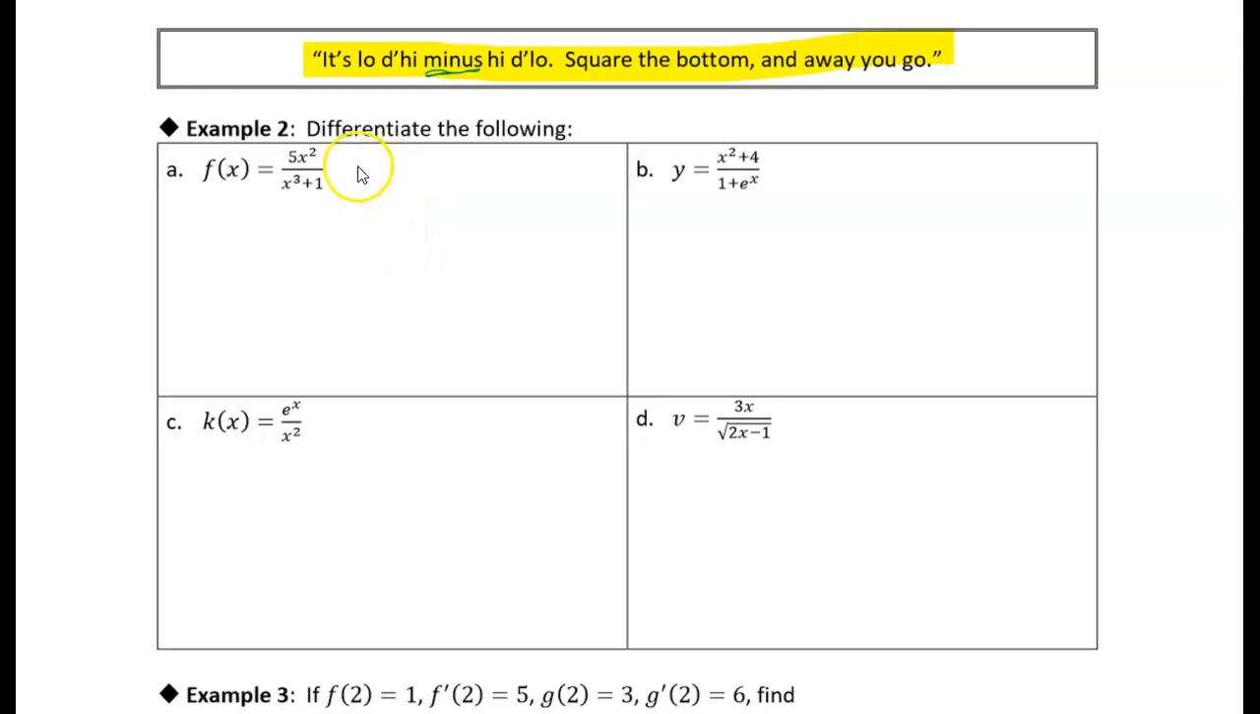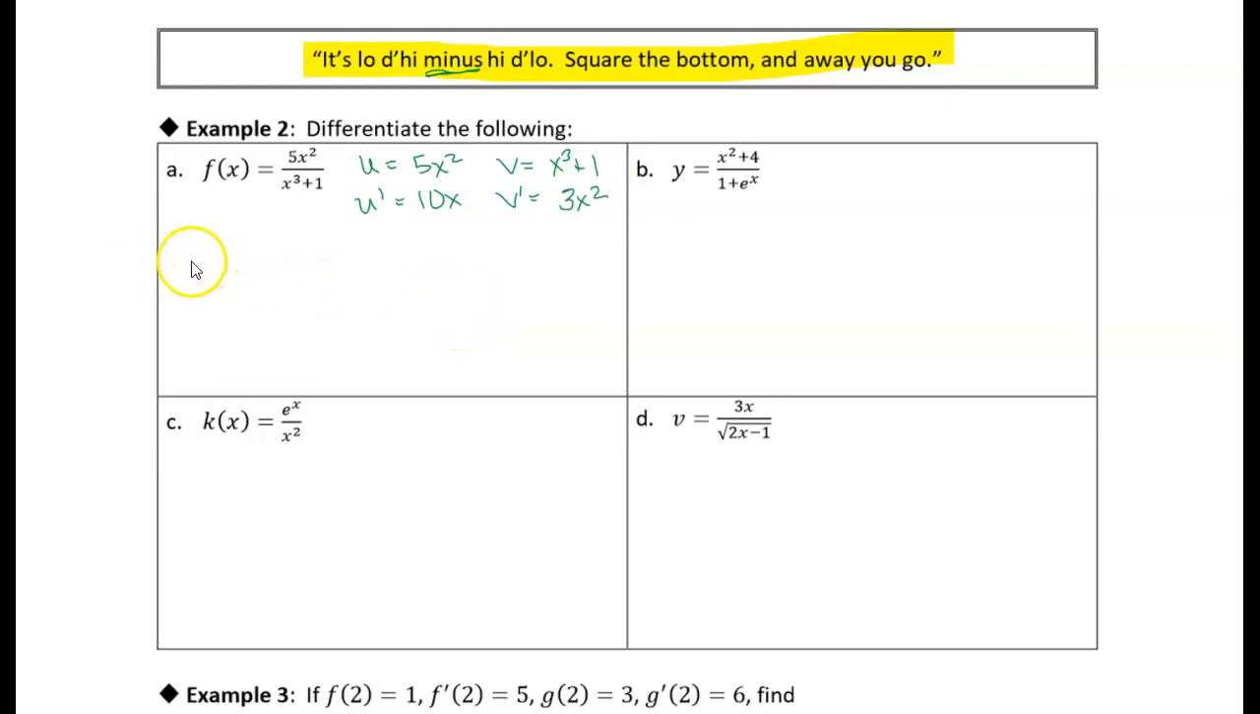So we're going to break this into the quotient of two functions. The top function, the high, u, is 5x squared, and v, the low function, the denominator function, is x cubed plus 1. So u prime is 10x. V prime is equal to, wait, this is cubed. This should be cubed. I wrote a 2, so let me fix that. So that should be cubed. Then the derivative is 3x squared.